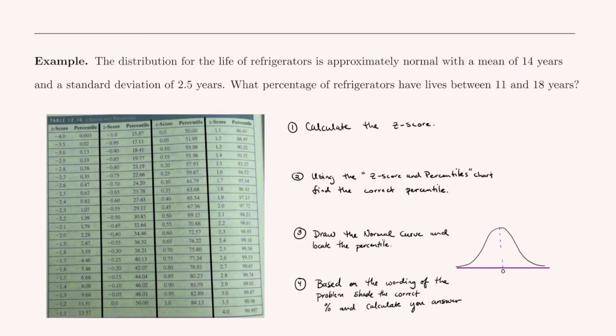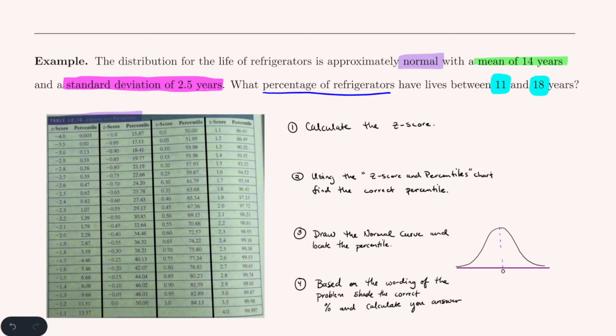Now in this example, we are told that the distribution for the life of refrigerators is approximately a normal distribution. Remember, once we're told it's a normal distribution, we can apply this chart. We know the mean is 14 years. Standard deviation for this problem is 2.5 years. And then based on that, we're asked which percentage of the refrigerators that we're looking at would have lives between 11 and 18 years. Now, one thing to note in this problem is since we're given 2 data values, we need to calculate 2 different z-scores.